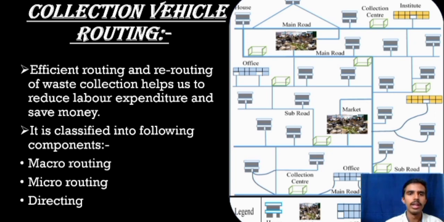Collection vehicle routing. This is the process in which we analyze the routes of the city so that we can reach the collection point as well as the disposal point in an effective manner. Efficient routing and rerouting of waste collection helps us to reduce labor expenditure and save money. It is classified into three components that are micro routing, macro routing, and directing.